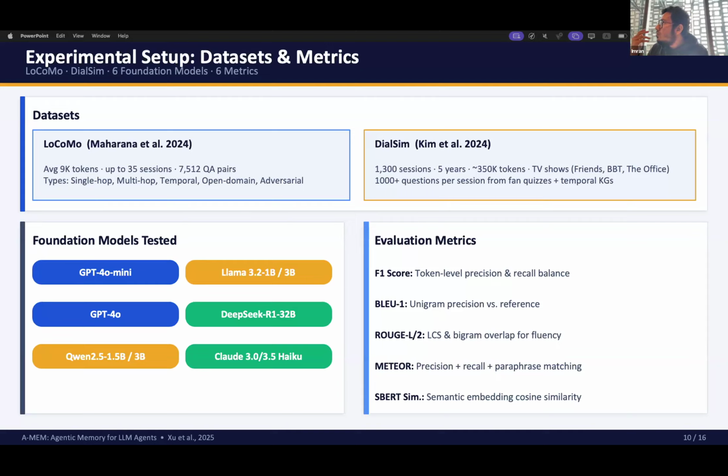Since it's a question answering data set, the evaluation is F1 score mainly. They also tried to show BLEU scores and METEOR, ROUGE scores, but they mainly used F1 because it's an accuracy, kind of precision task. And for the foundation models, they used GPT-4o mini, which is the closed source one. They used smaller models like Llama and Qwen with up to 3 billion parameters. And there was a small study only for the ablations, which is DeepSeek and Claude.